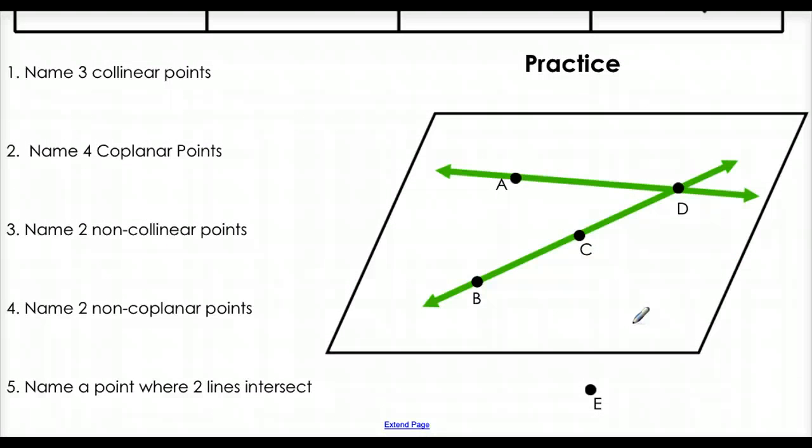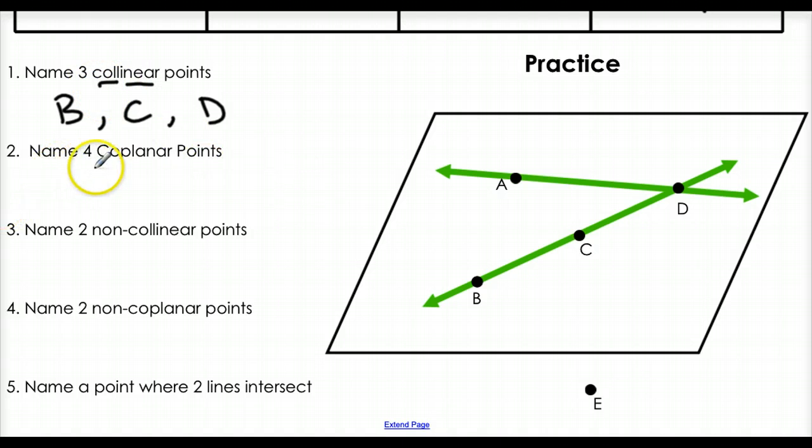All right, let's get into it. Let's do a little practice right now. We want to name 3 collinear points. Well, let's look for 3 points in the same line. B, C, and D. Those are on the same line. So we'll do B, C, and D. Those are 3 collinear points on the same line.